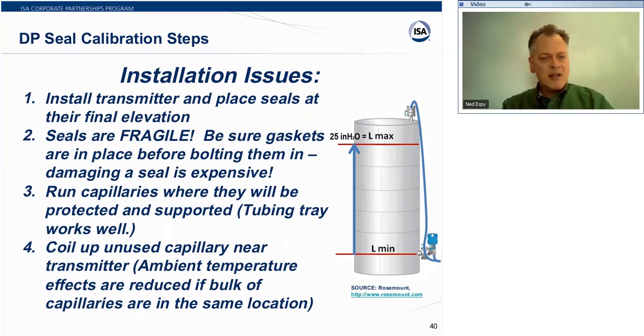You need to protect the capillaries, so in this case you should have some kind of tubing or guide to keep that capillary protected. Tubing trays would be a good option, and you should coil up the unused capillary near the transmitter, bundle it up nice and tie it up to where it won't get disturbed or bumped, maybe during cleaning and things like that. And you always need to be aware of ambient temperature. As Hunter said over and over, those can affect the measurement you're trying to make.